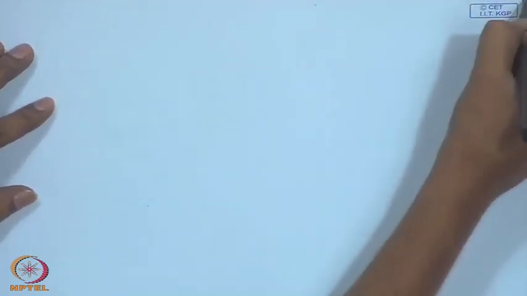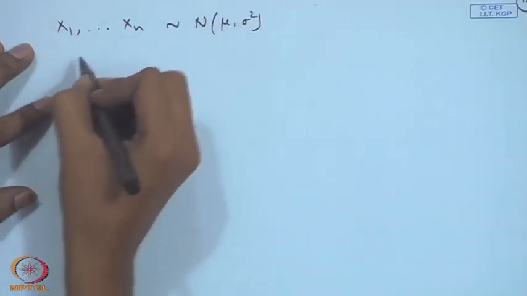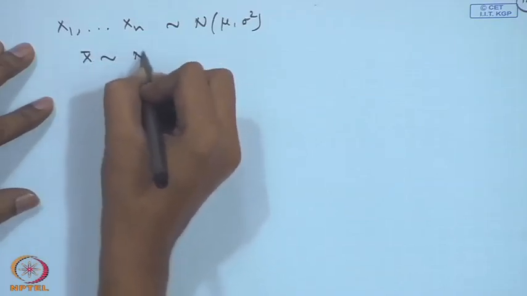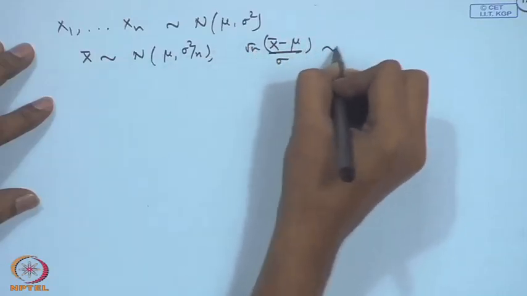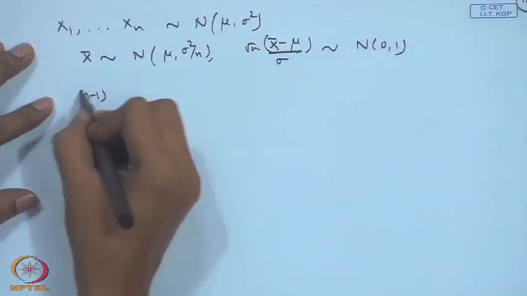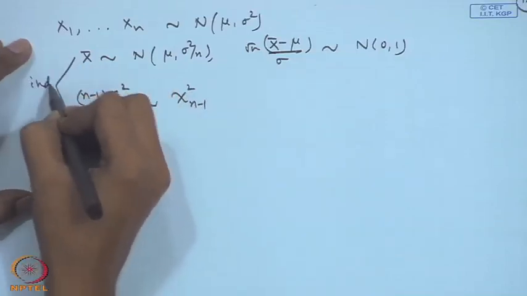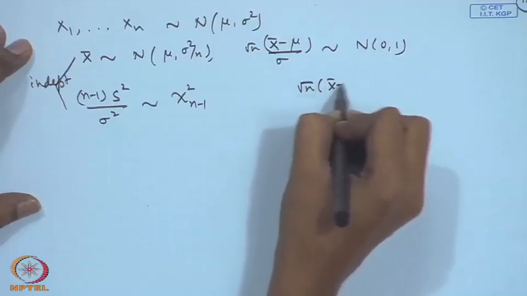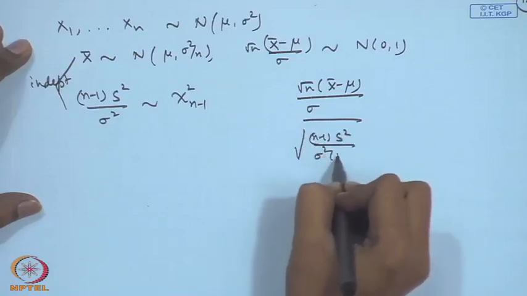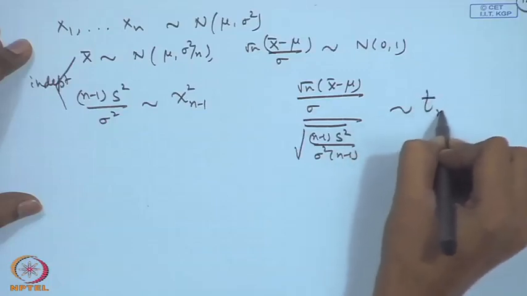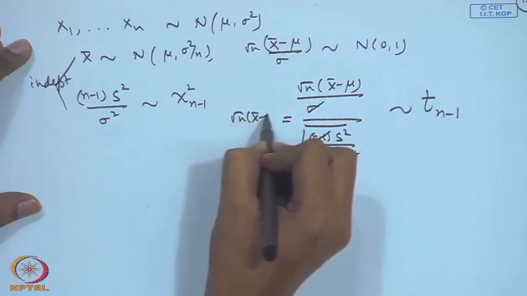Now, to look at it more as a sampling distribution, if I consider x 1, x 2, x n follow normal mu sigma square, and if I consider x bar, then x bar follows normal mu sigma square by n. Therefore, x bar minus mu by sigma into root n will follow normal 0 1. At the same time, n minus 1 s square by sigma square follows chi square on n minus 1 degrees of freedom, and these two are independent as I mentioned earlier. So, if I consider root n x bar minus mu by sigma divided by root of n minus 1 s square by sigma square into the degrees of freedom here, then this will follow t distribution on n minus 1 degrees of freedom. But if you simplify this, then you get this as root n x bar minus mu by s.